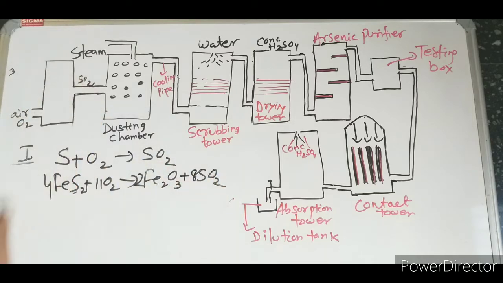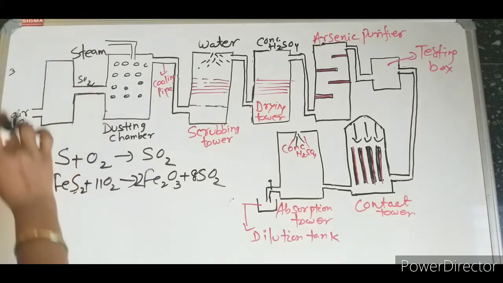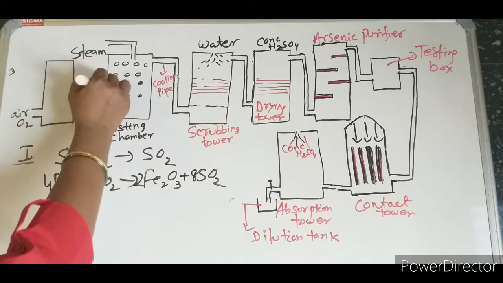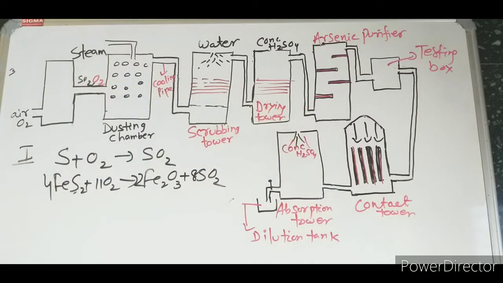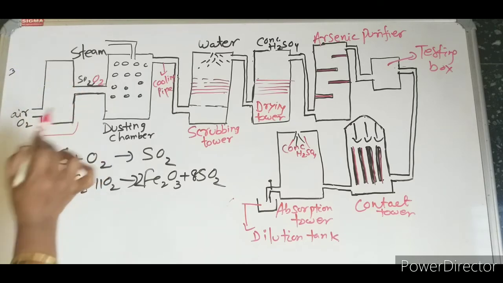Now we are getting sulfur dioxide. Either of these two ways, whichever is preferred, can be taken. Along with that, we take oxygen, because a continuous supply of oxygen is required during the oxidation process. So along with sulfur dioxide, this is the first step, the production of sulfur dioxide.